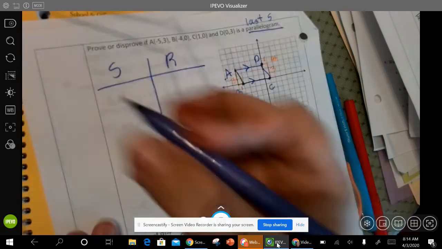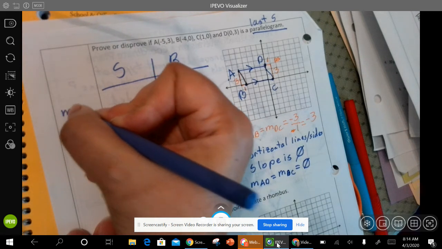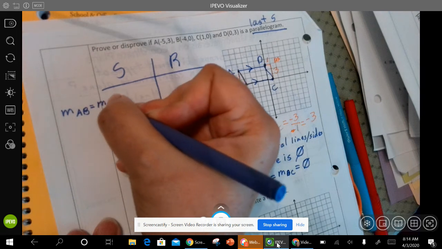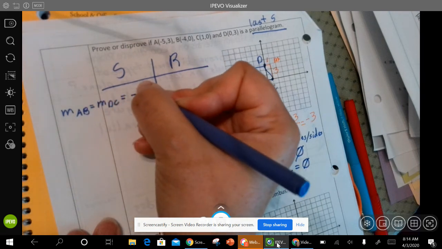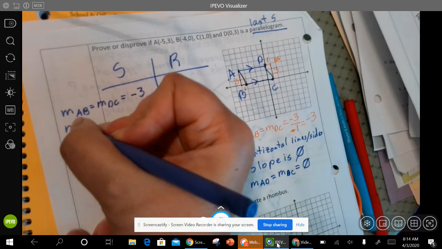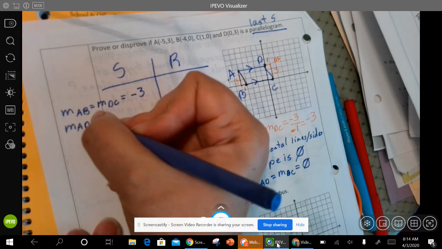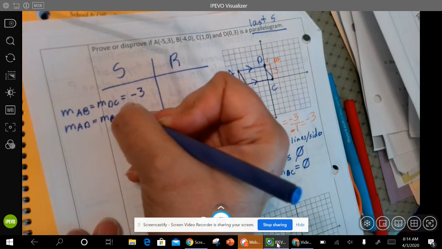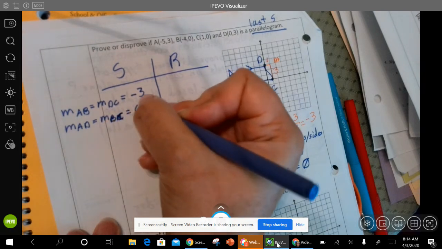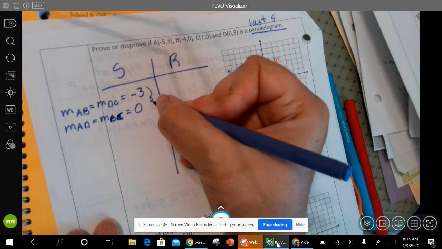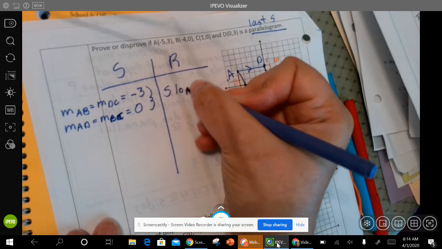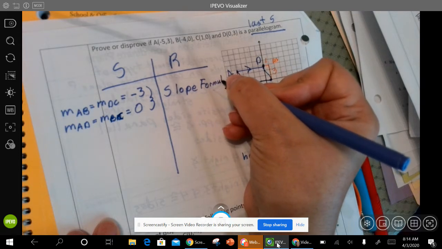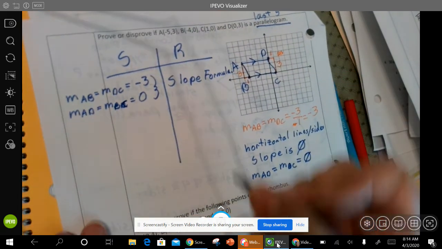Okay, so I'm going to write that over here. So the slope of AB is equal to the slope of DC, which is equal to -3. The slope of AD is equal to the slope of BC. I'm thinking ahead. Both of those are due to our slope formula. So the reason for that is our slope formula. So yes, rise and run does include that.